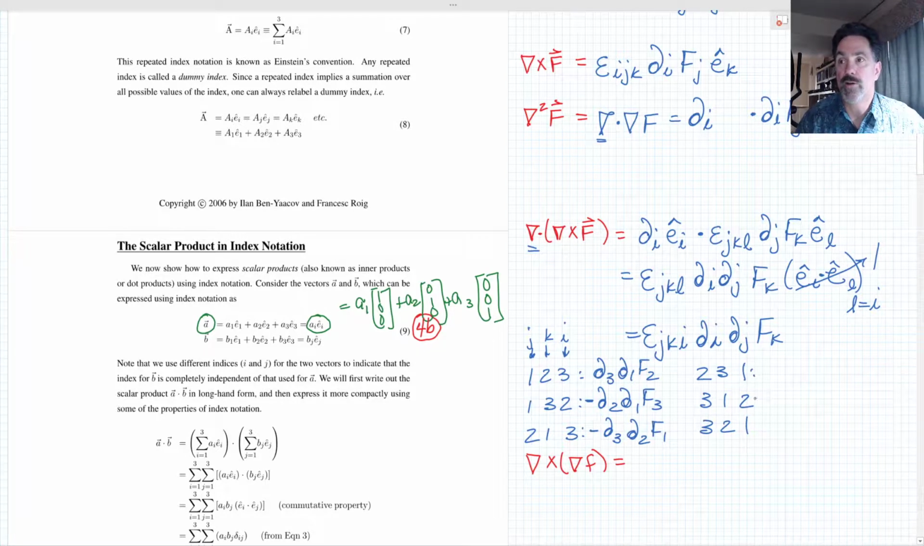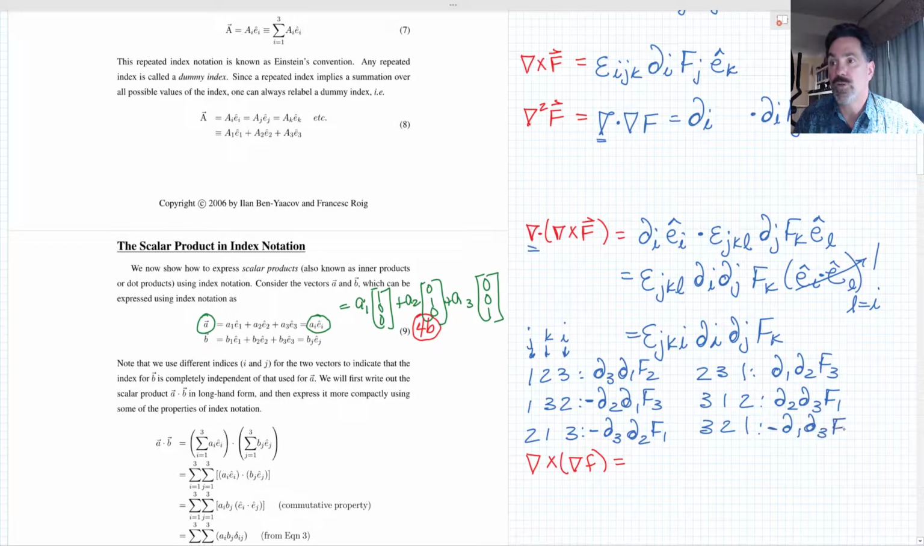And then over here, this gives me a partial with respect to 1 and a partial with respect to 2, and then an F3. And that's running 1, 2, 3, so that's clockwise, that's positive. And then I have a 1, 2, 3 here, so that's a partial 2, partial 3, F1. And then finally, I'm running counterclockwise, which is going to give me a negative, and that's a partial 1. I is equal to 1, J is equal to 3, so that's a partial 3, F2.